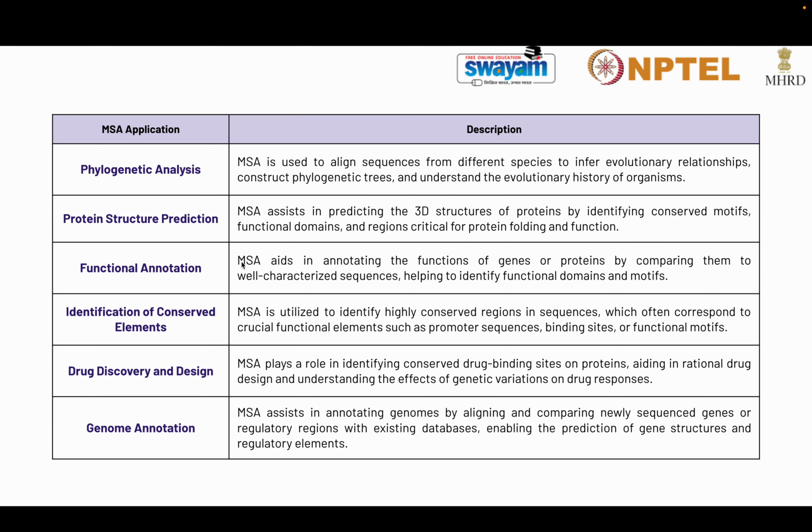Then functional annotation is also done in the same way. You align multiple sequences, and for the sequence for which information is not known, you'll see to which part of the known sequence it is aligning. So the functional information of the known sequence will be used to predict the unknown sequence's function. Then identification of conserved elements. You can also identify the conserved elements, because the regions which are showing lesser differences or lesser number of substitutions will be highly conserved, and they might be coming from the promoter sequences, binding sites, or the functional motifs, because these are the regions which are mainly conserved because they have their effect on the protein functionality.